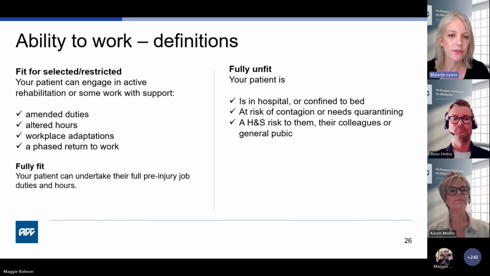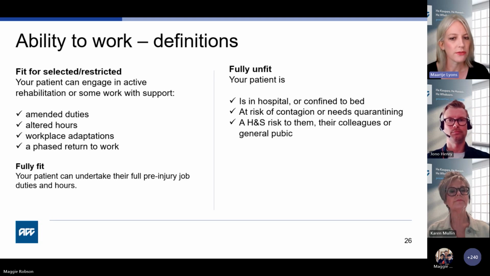On the ACC 45 certificate, you can select whether, in your opinion, your patient's fit for selected or restricted duties, or if you consider them to be fully fit or fully unfit. You can tell us what your patient is able to do. We'll then liaise with the employer once we have this information.